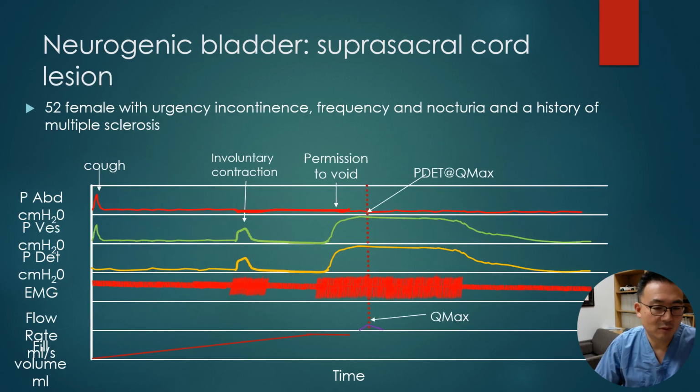So now we have a representative urodynamic tracing for a patient with a suprasacral cord lesion. So we have a 52-year-old female with urgency incontinence, frequency and nocturia, and a history of multiple sclerosis. So let's look at the urodynamics.